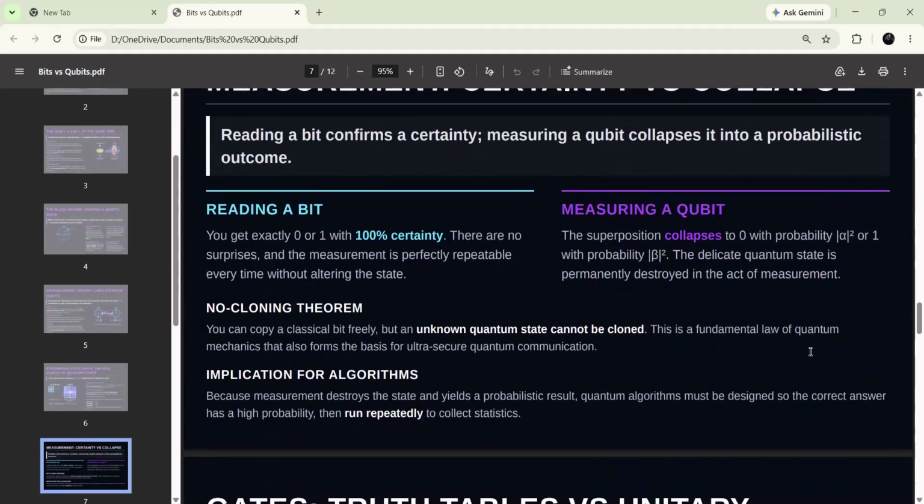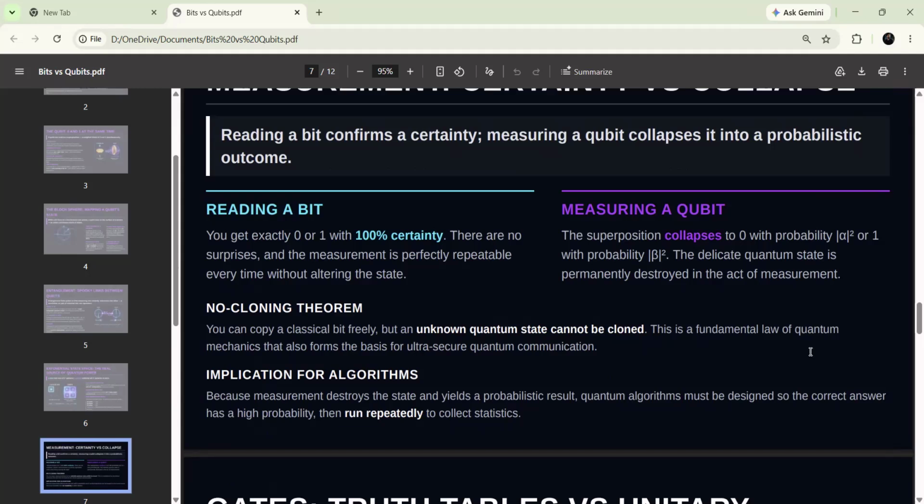Now, whenever you read a classical bit, it is confirming that there is certainty. It means you are going to get a certain outcome. Whenever we measure a qubit, we are going to get a single outcome, like either head or tail. So whenever we measure any qubit, it collapses into a single probabilistic outcome.